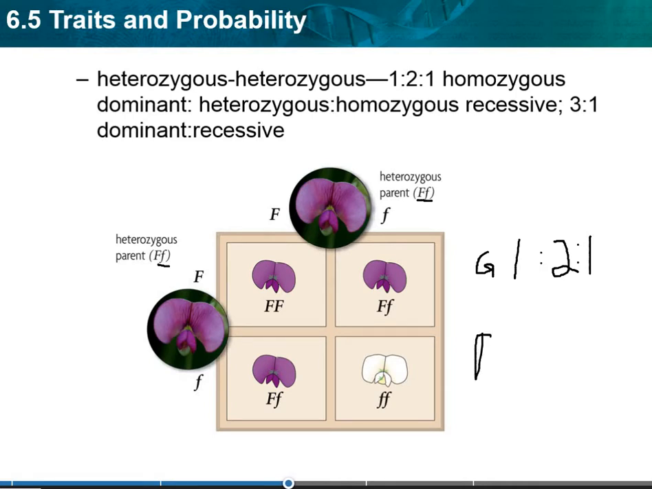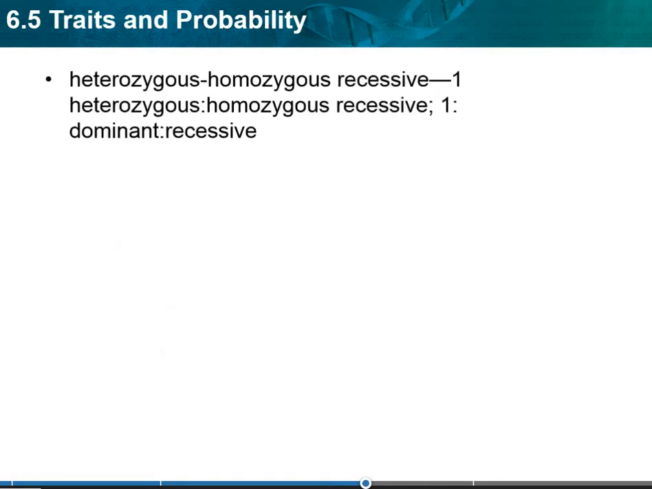The phenotypic ratio, we count up how many purple flowers do we have. We've got 1, 2, 3. So that is the 3. And we have only one white flower. So that's the 3 to 1. You can also do percentages with this too. So you could say that 3/4 or 75% chance that you're going to end up having a purple offspring, and a 25% chance that you're going to have a white offspring in that particular cross.